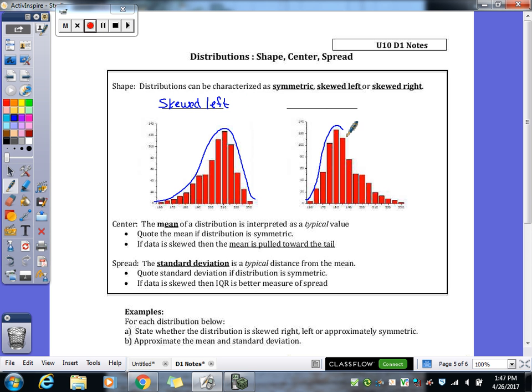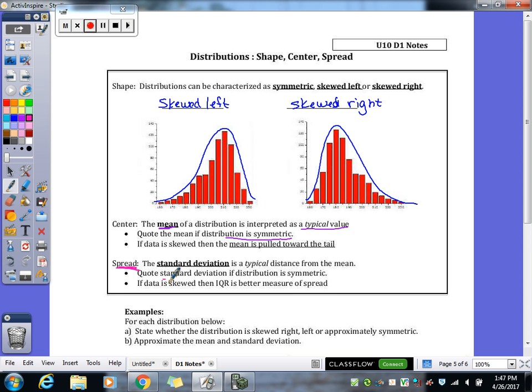So this one over here would be skewed right, because it's getting pulled over to the right. So when you're talking about your center, your mean is what we refer to as a typical value. We don't like to use the word normal. We say typical. So you want to quote the mean if your distribution is symmetric. If it's skewed, then your mean gets skewed towards that tail. We talked about it. It takes it out of the normal middle part.